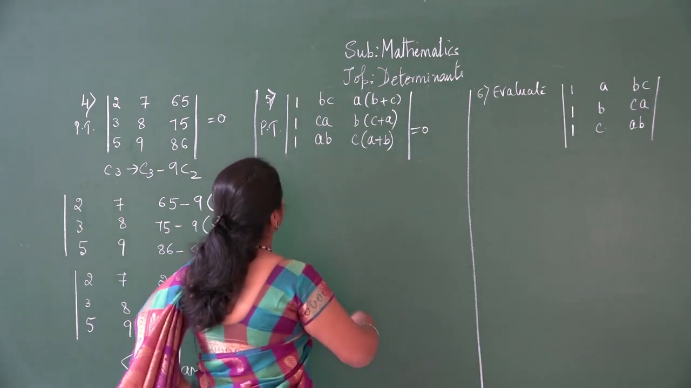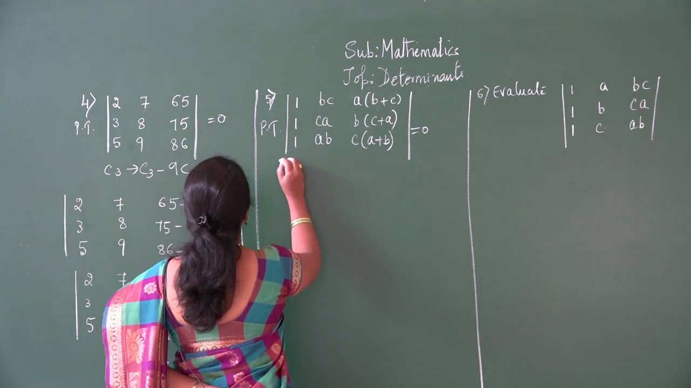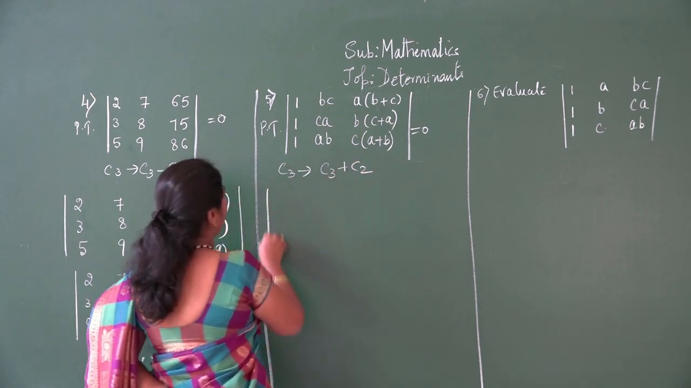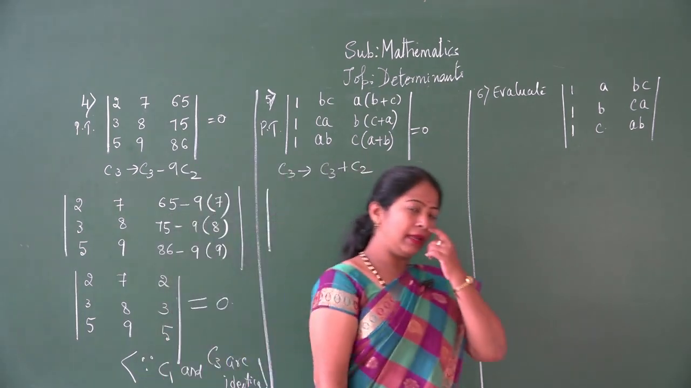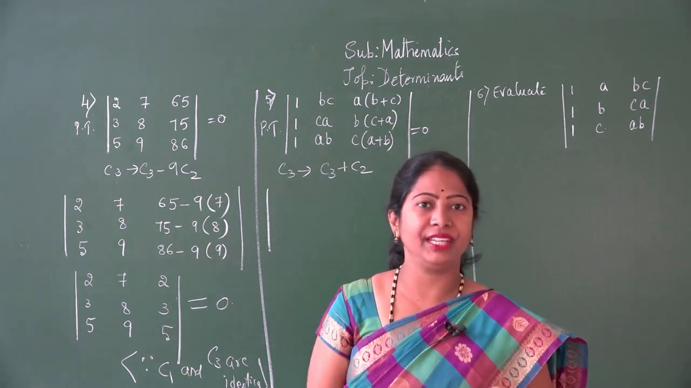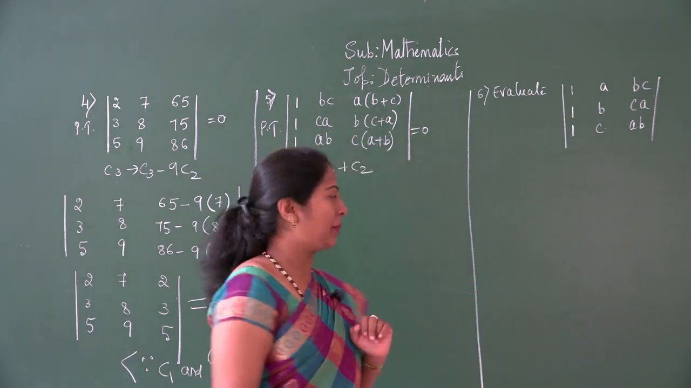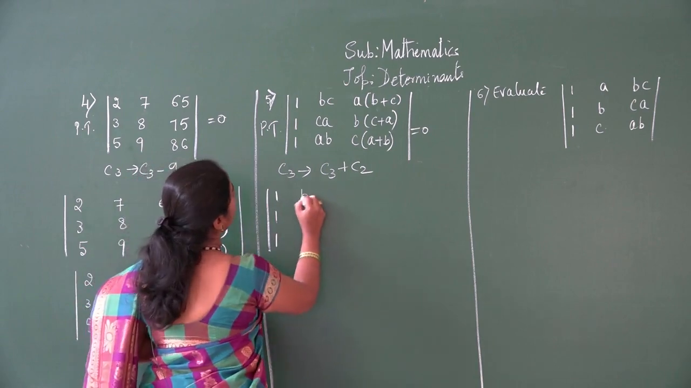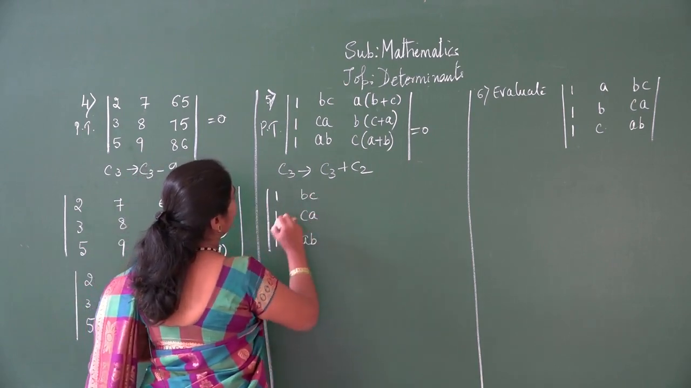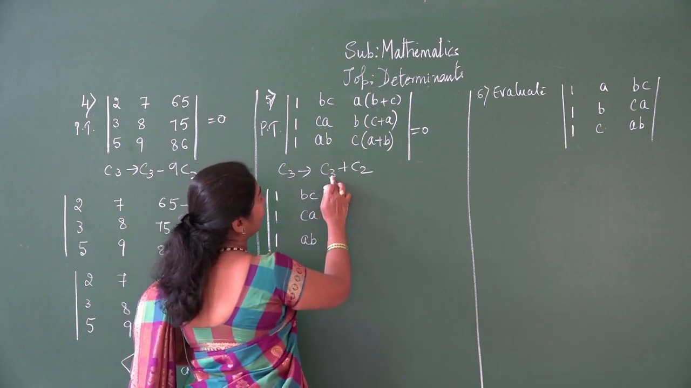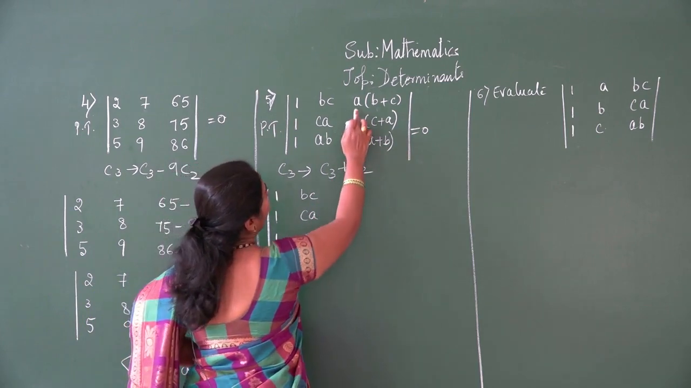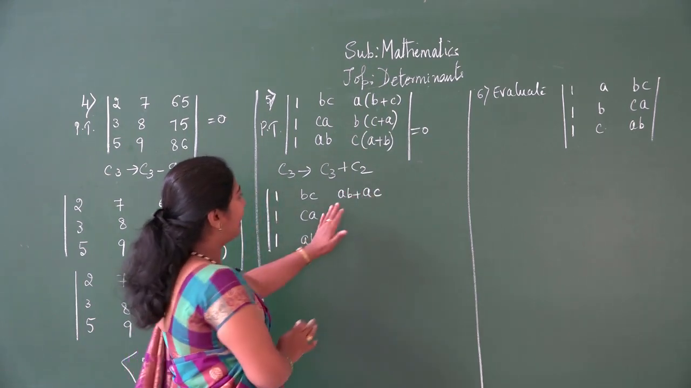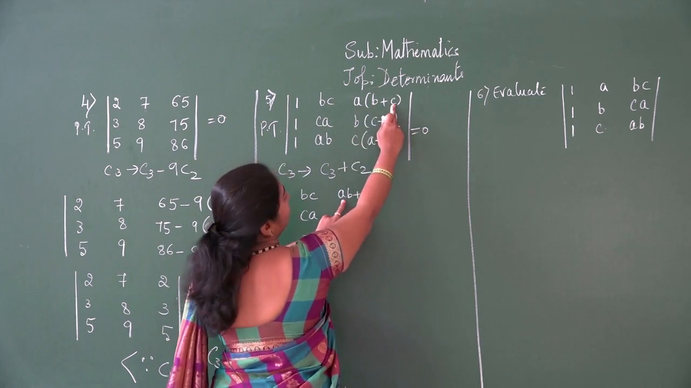Here, I will write column 3 tending to column 3 plus column 2. Since I am using a column 3 operation, my immediate term is also column 3. Column 1 and column 2 remain the same. What is column 1? 1, 1 and 1. What is column 2? BC, CA, AB. What is column 3? I have to add column 3 with column 2. AB plus AC is column 3.